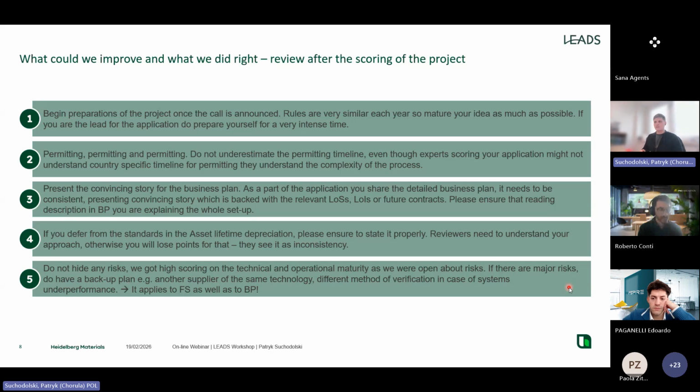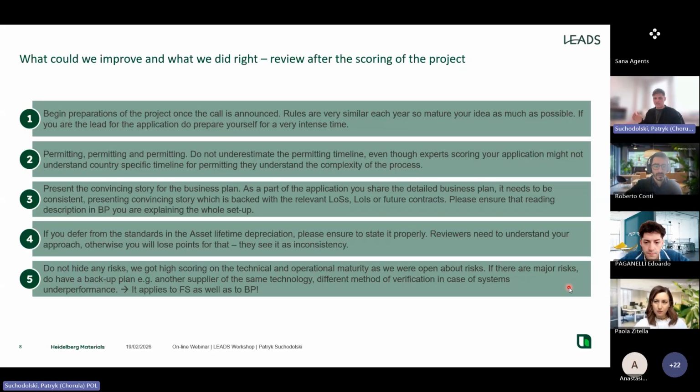Present a convincing story for the business plan, because as part of the application, you will share your business plan, and it would need to be consistent with your feasibility study, with part B, and back up your story with the relevant letters of support, letters of intent, future contracts, and ensure that during the reading of the descriptions, you are understanding the project correctly and you're stating the most important parts there.